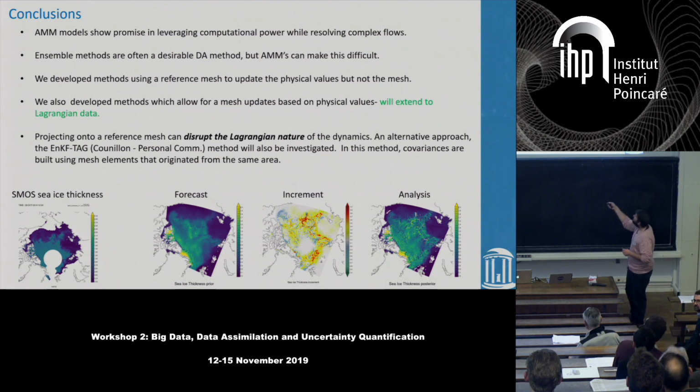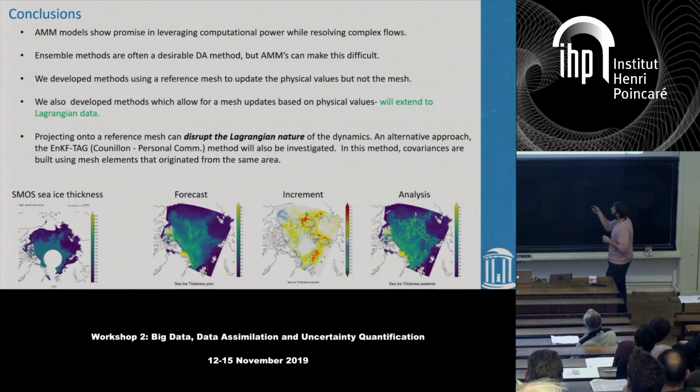So projecting on this reference mesh, you can think about moving things around. You're kind of messing with the Lagrangian nature of your dynamics. And some work that Francois had initially done when he was at Nansen was a method where you track these meshes, and then you estimate the covariances using mesh elements that originate from the same area, and that's another avenue that we also want to continue on.